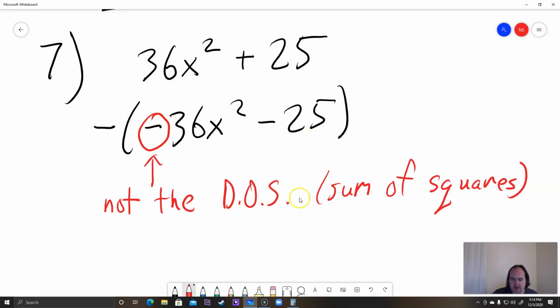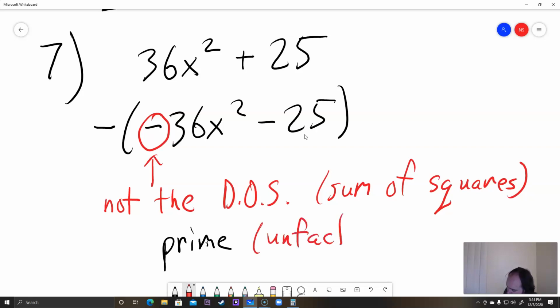So this is not the difference of squares, this is the sum of squares, which means it's unfactorable. So our answer is prime. Remember, the word prime just means you can't factor it. So that means unfactorable. So this is not something we can factor.